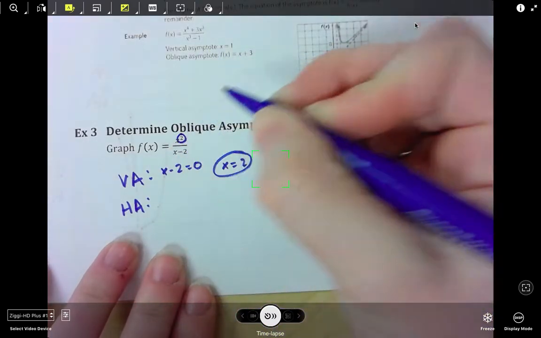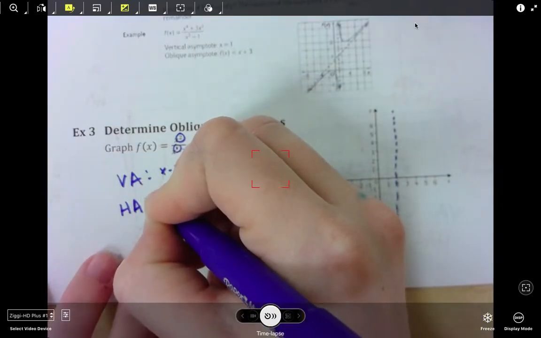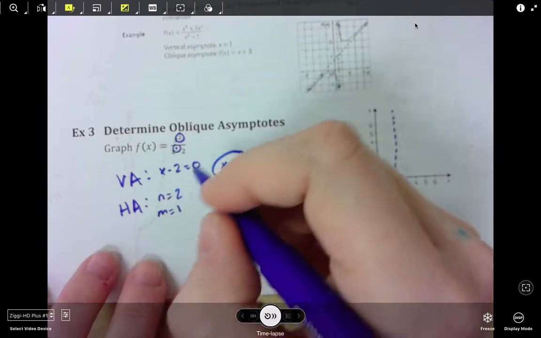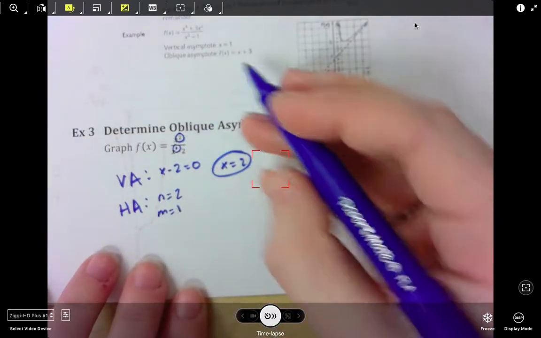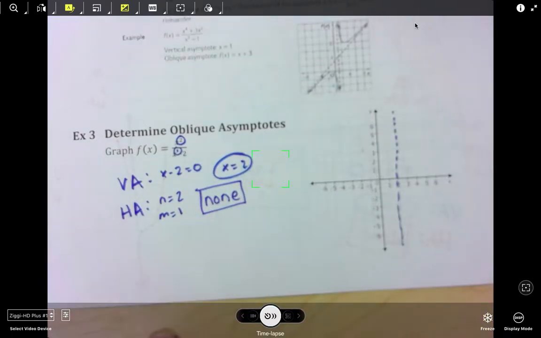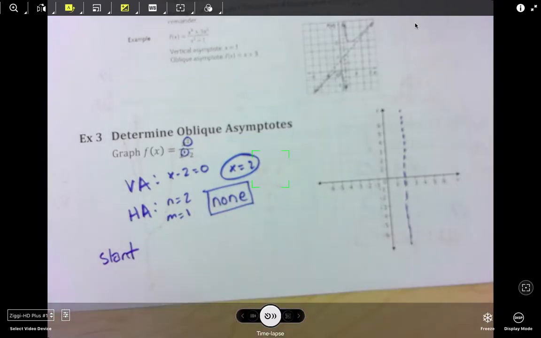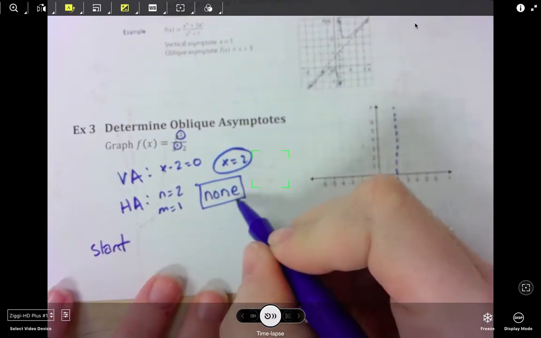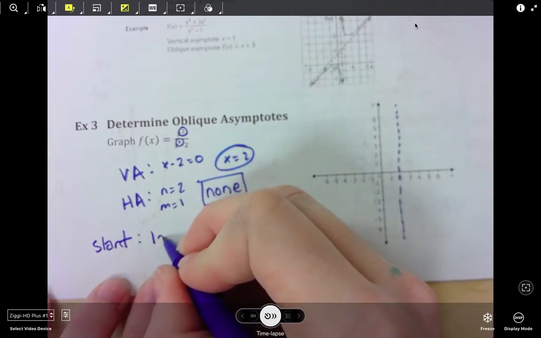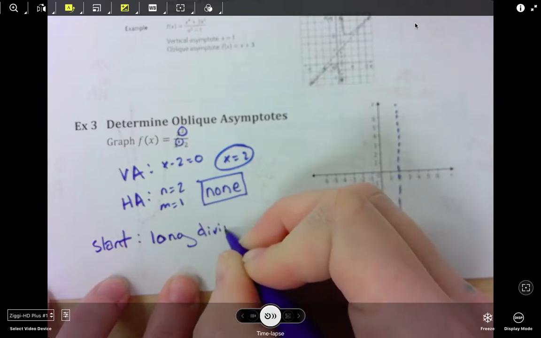n is 2 because it's x to the second power, and m is 1 because it's x to the first power. So n is 2, m is 1, and in my rules, this follows the third rule because n is larger than m, and so there is no horizontal asymptote. None. And now I look for slant. If there's no horizontal asymptote, you always look for a slant asymptote. So if this comes up as none, you look for one of these, and here's how you do this. Slant asymptote, you do long division.